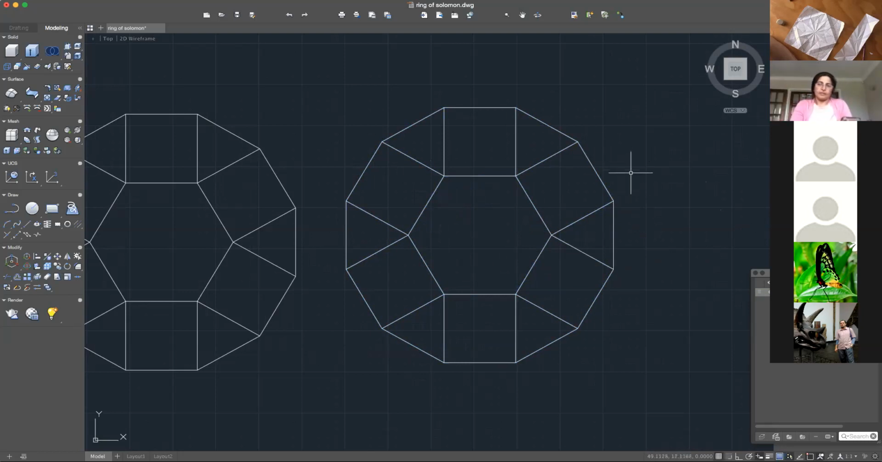So we have the Ring of Solomon, right? So what's cool about this one? Well, it's very useful for Islamic patterns in and of itself. So this is how it would look. This is what I mean by it's a height of a hexagon. Height of a hexagon and 2 squares.